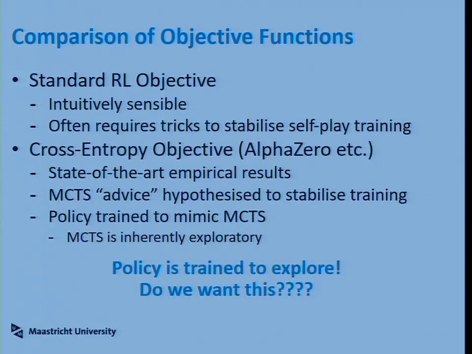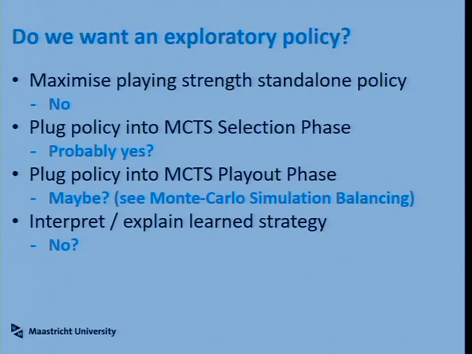But one thing I didn't like about this cross-entropy objective is that, well, we're mimicking MCTS, but MCTS by design is also doing exploration. It's not just trying to maximize the rewards. And if we're trying to mimic this MCTS behavior with our policy, this means that our trained policy is also learning to explore. And I don't know if we always want that. So if we want to maximize the playing strength of a standalone policy, do we want it to be exploring? Probably not. If we want to plug it inside different parts of MCTS, then the answer becomes a bit different.